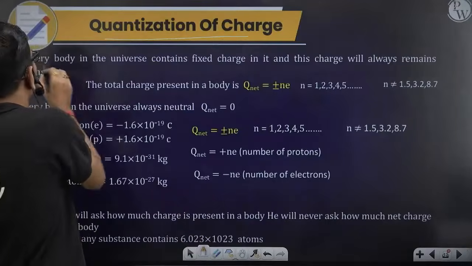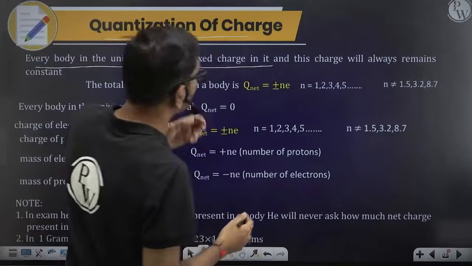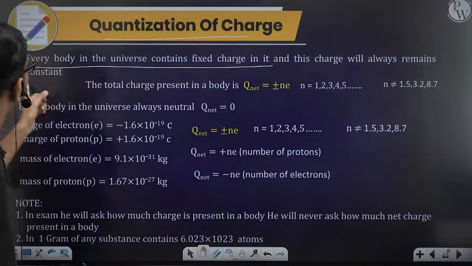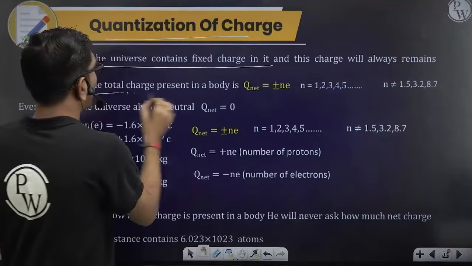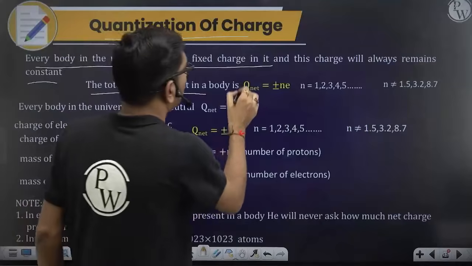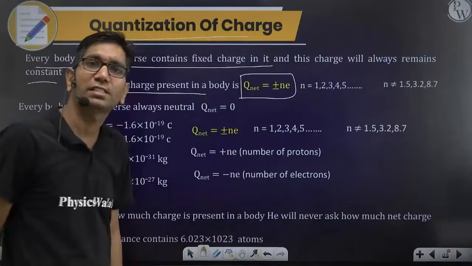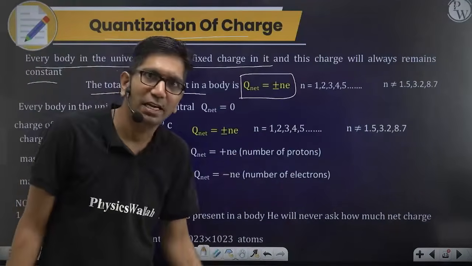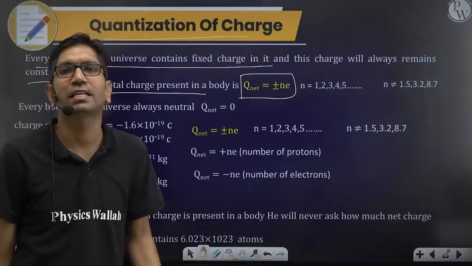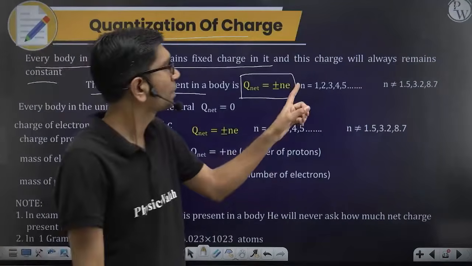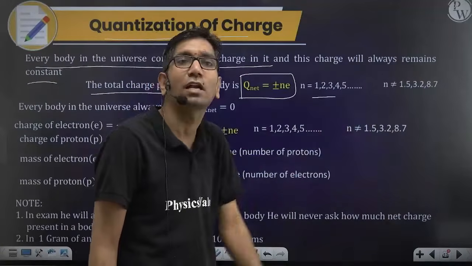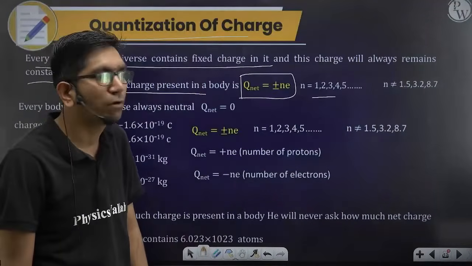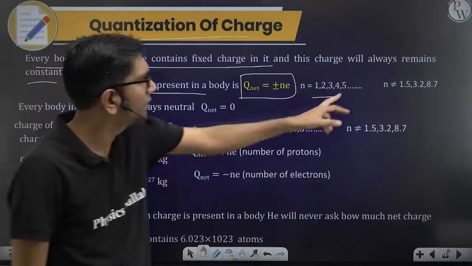So see here, every body in the universe contains a fixed charge in it, and this charge always remains constant. To calculate this one, you have to use this formula. The total charge present inside the body is plus or minus Ne. Plus Ne indicates the protons, minus Ne indicates the electrons. Is it clear? N value will be 1, 2, 3, 4, 5 like this. Integer, but not like 1.5, 3.2, like in decimals. In decimals you won't get, beta.